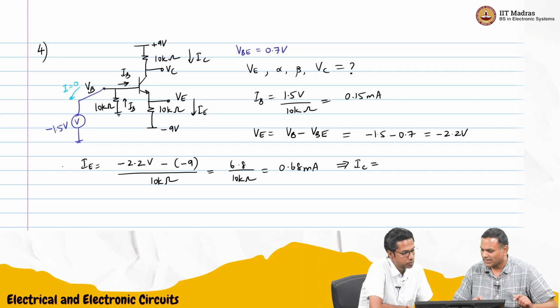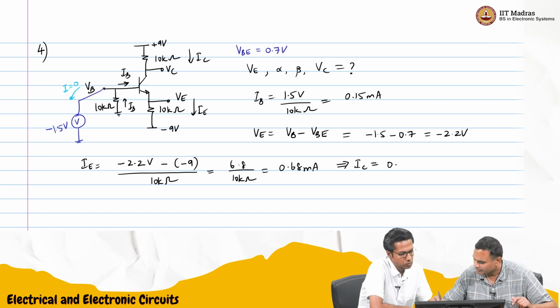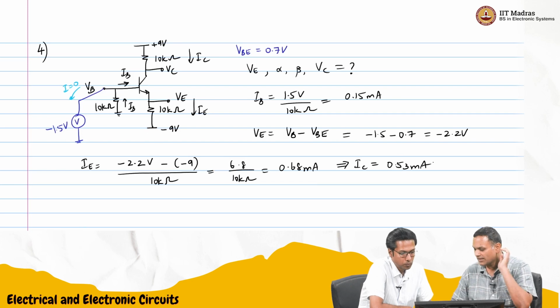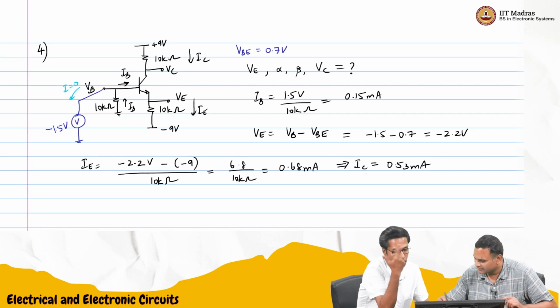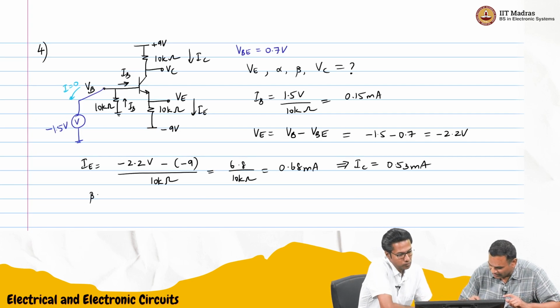IC is going to be IE minus IB. 0.68 minus 0.15 is 0.53. So IC we know. If IC is known, VC we can find out. Or we'll find out alpha first, or beta. Let's find out beta.